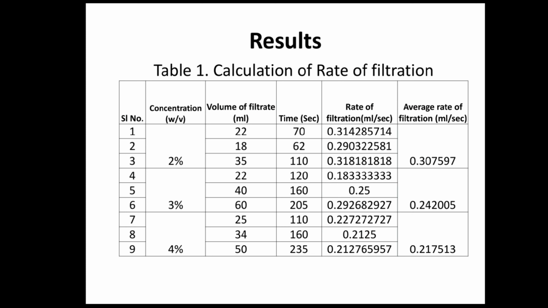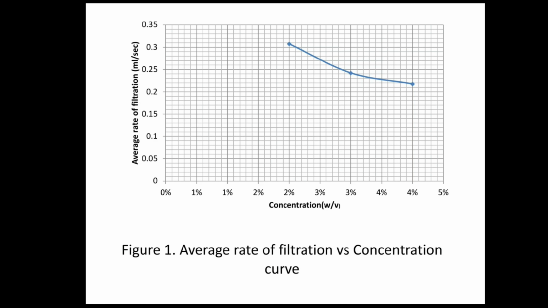From these results, we have plotted a graph taking concentration percentage W by V on the x-axis and average rate of filtration ml per second on the y-axis. This graph indicates that the rate of filtration is higher in case of lower concentration and rate of filtration is lower in case of higher concentration of the slurry.